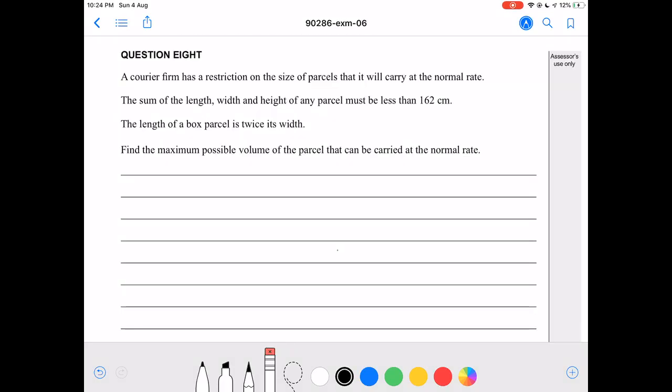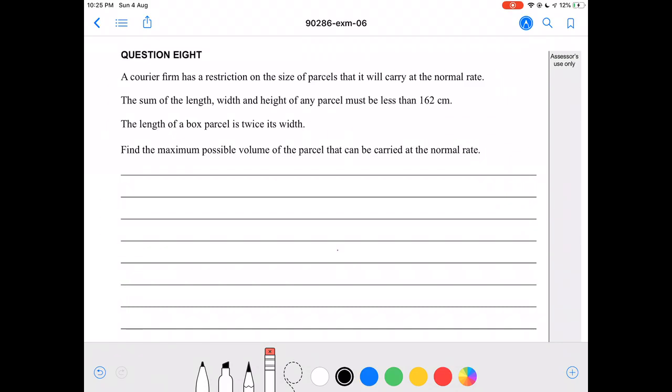Roll it. Hey guys, welcome back to one final example for a maximum and minimum question with an application type question. So a courier firm has a restriction on the size of parcels they will carry at a normal rate. The sum of the length, width, and height of any parcel must be less than 162 centimeters. The length of a box is twice its width. Find the maximum possible volume of the parcel that can be carried at a normal rate.